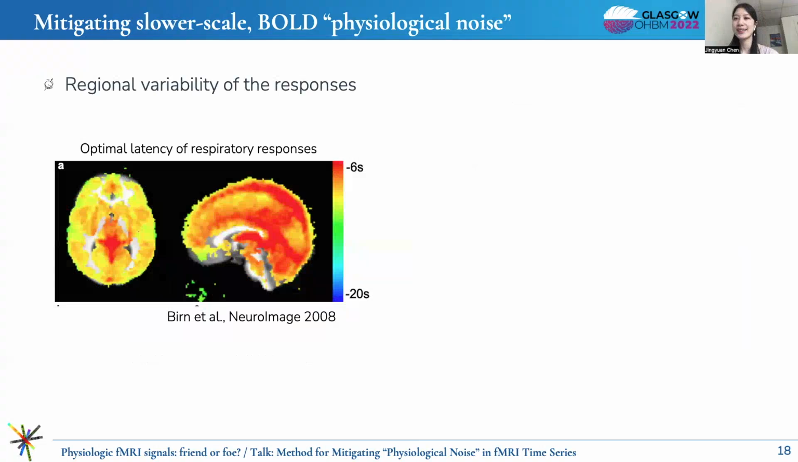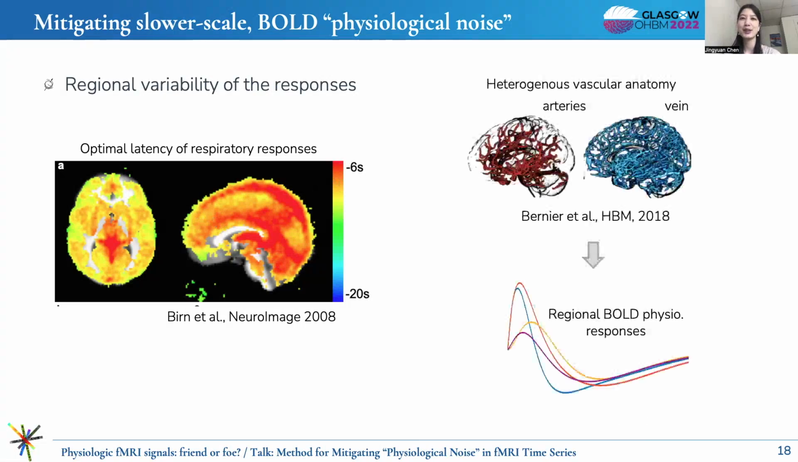Okay, while these physio dynamics are roughly coherent across the brain, they do demonstrate some local variations. This is the earlier study by Rasmus Bern. They already showed in the fMRI dynamics coupled to respiratory volume per unit time, there is a temporal delay across the brain. And this is not quite surprising because we know that our brain has a very heterogeneous vascular tree. So when systemic physiology filters through this complicated vascular tree, you will likely observe regional differences in the responses.